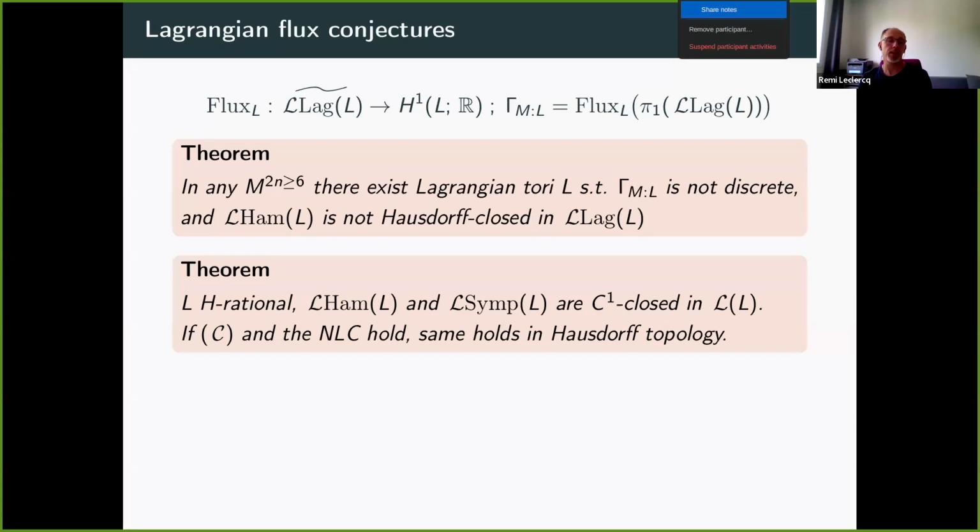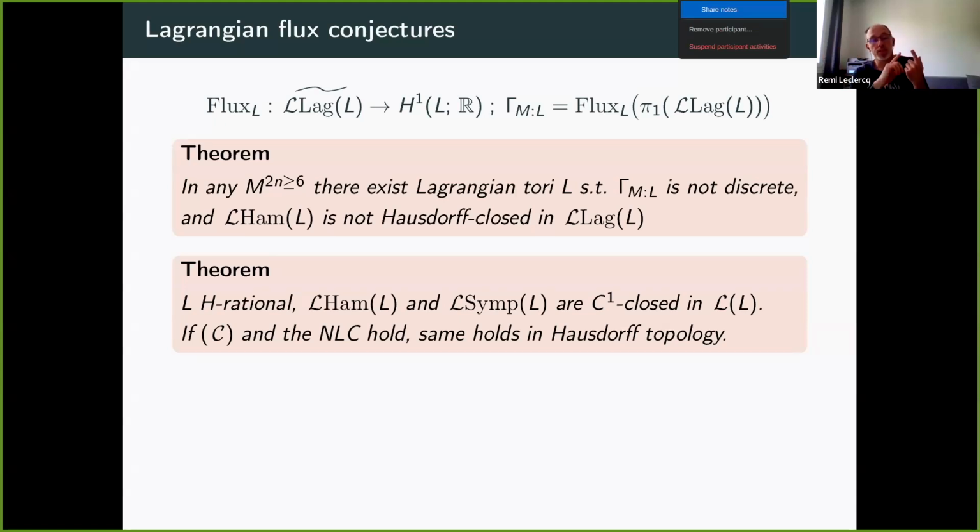On the positive side, what we prove with the four of us is that if L is H rational, and that's all. Actually, for the C1 version, it's all we need. If L is H rational, the Hamiltonian orbit and the symplectic orbit are C1 closed in the set of Lagrangians with the same diffeomorphism type as L. If on top of this you do have the topological symplectic condition I mentioned, we can use the theorem we have.